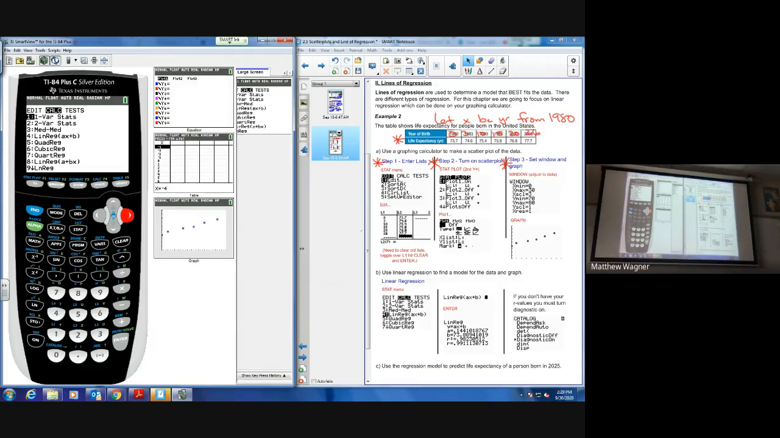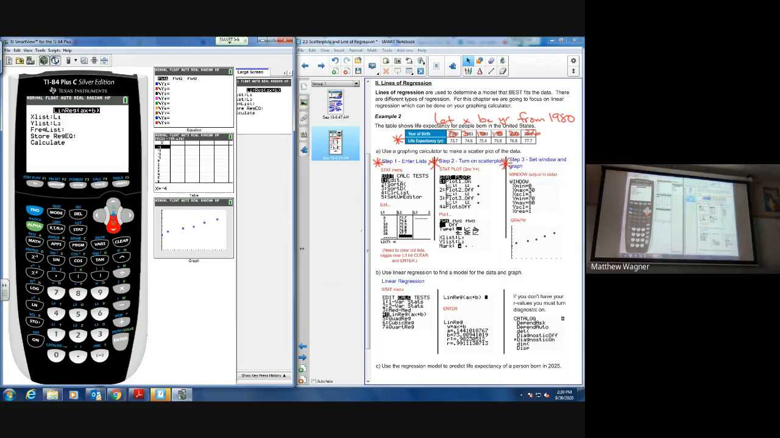What we want to do is calculate linear regression. So I'm going to arrow down or hit the number 4, and it's going to pull up my menu for linear regression. At this stage, you just need to make sure everything is correct. I did plug my x's into L1 and my y's into L2.